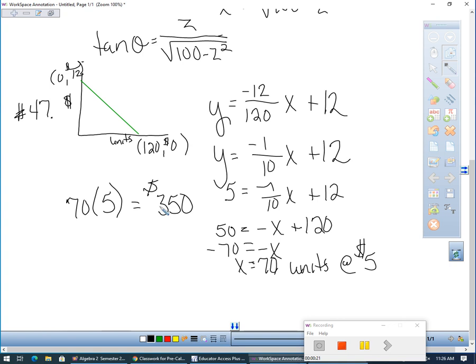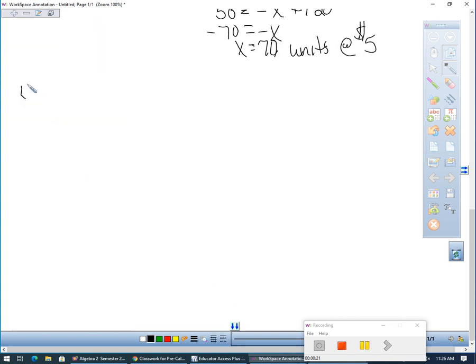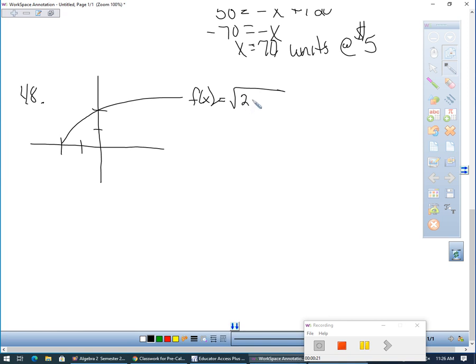Alright, let's talk about number 48. Now 48, there's a couple different ways you can approach it. So let's talk about that. In number 48, they give you this picture that looks like this. And it crosses at 2 and 2 here, right? And it says this is defined by f of x equals the square root of 2x plus 4. So you can see why it moved to the left too. And they want to know, what is the value of the inverse at 2?